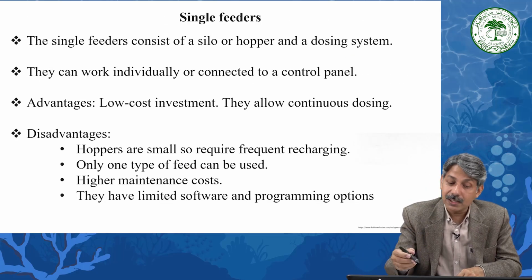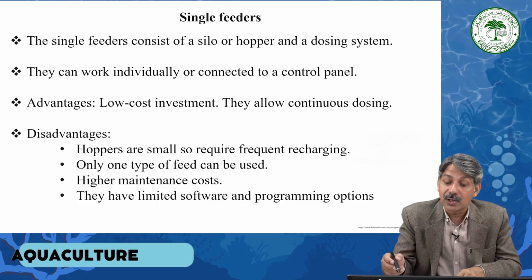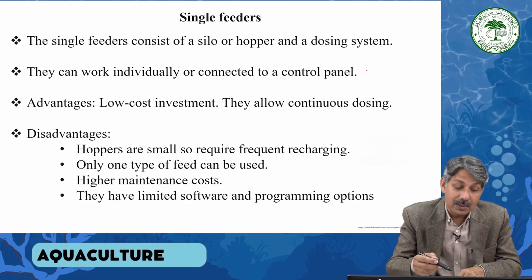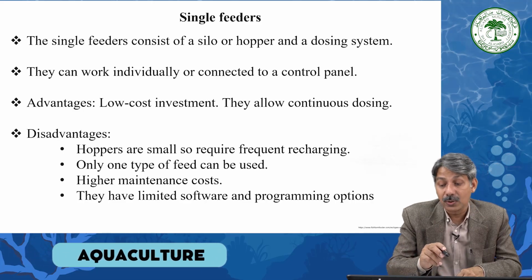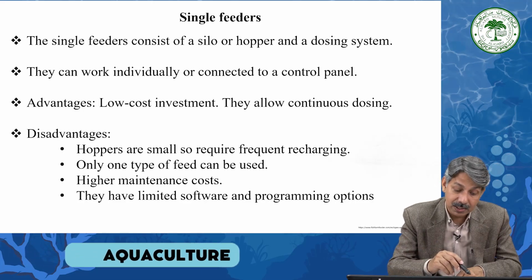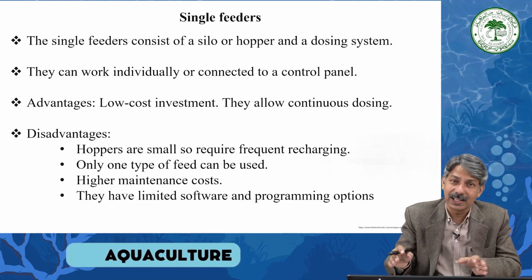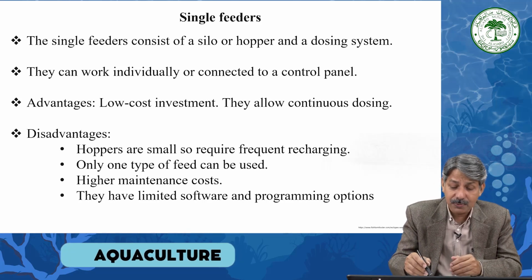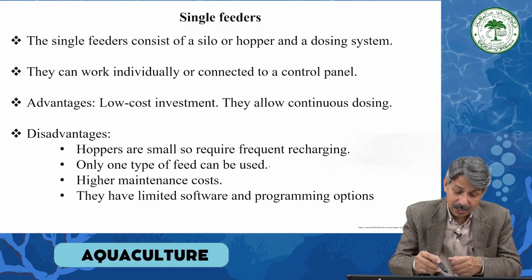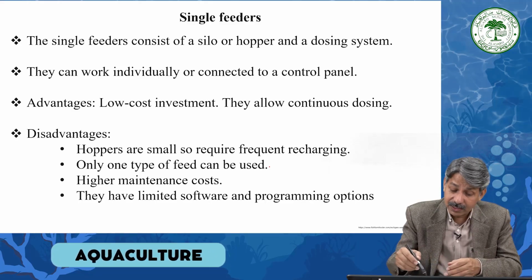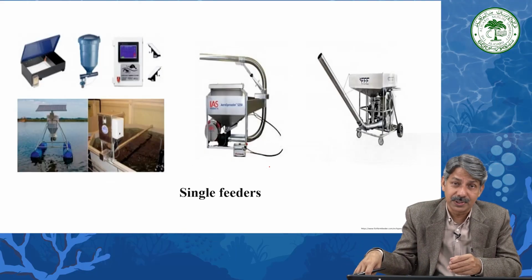Single feeders. The single feeders consist of a silo or hopper and a dosing system. They can work individually or connected to a control panel. Advantages: low cost. They allow continuous dosing. Disadvantages: hoppers are small, so they require frequent recharging. You will have to fill it again and again. Only one type of feed can be used, of course.